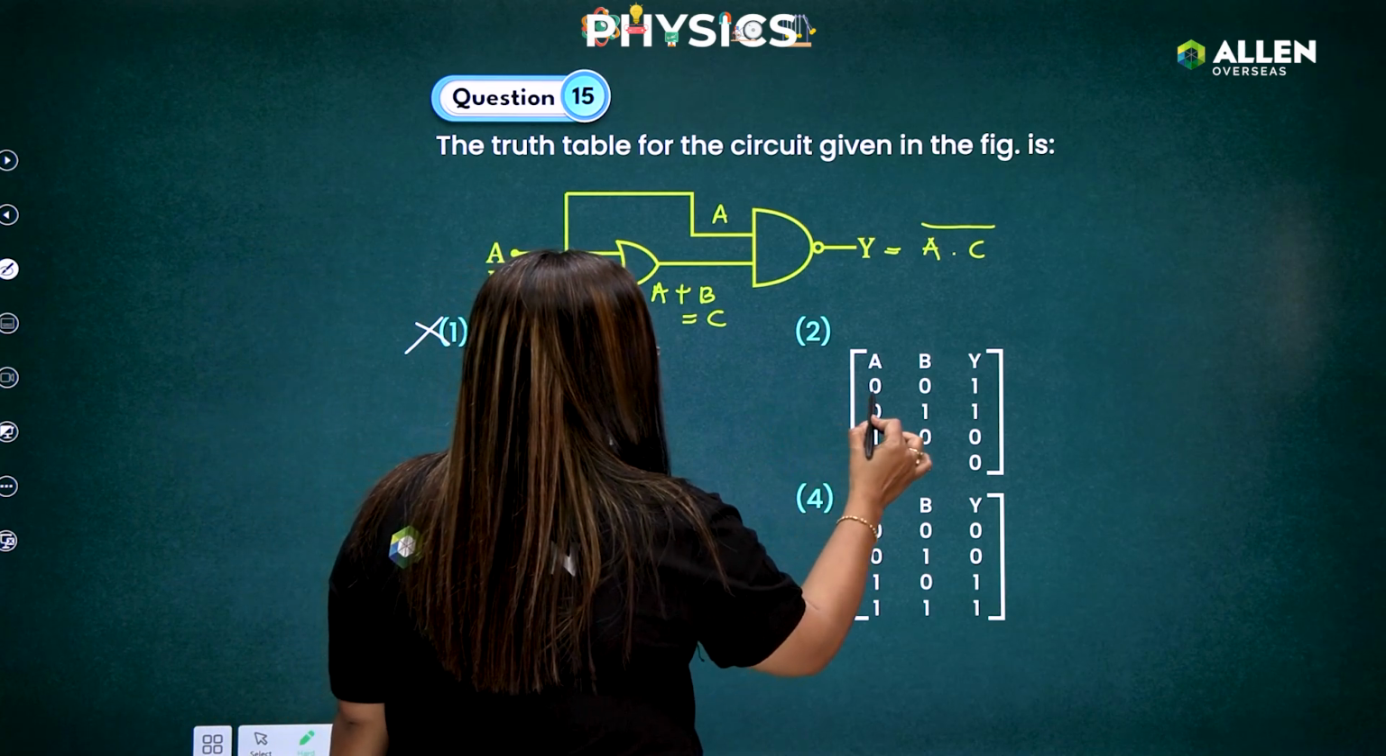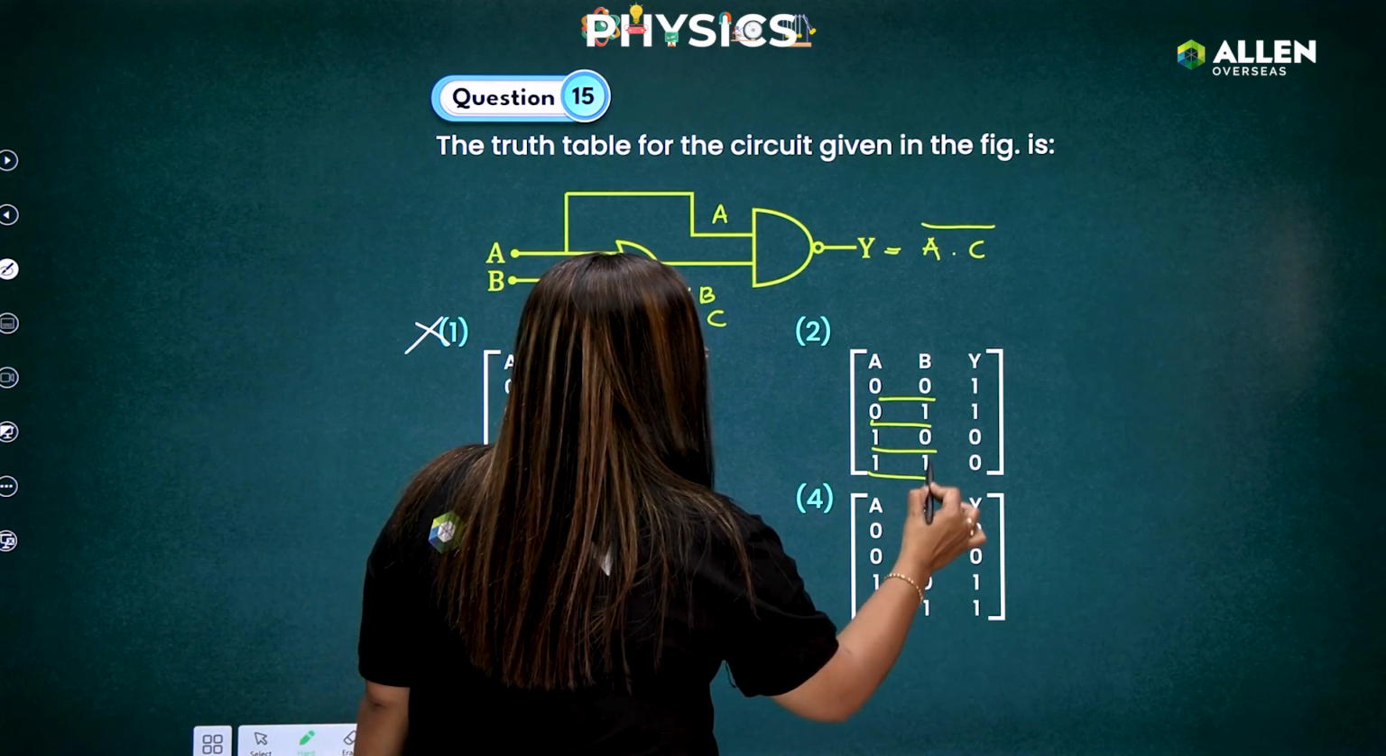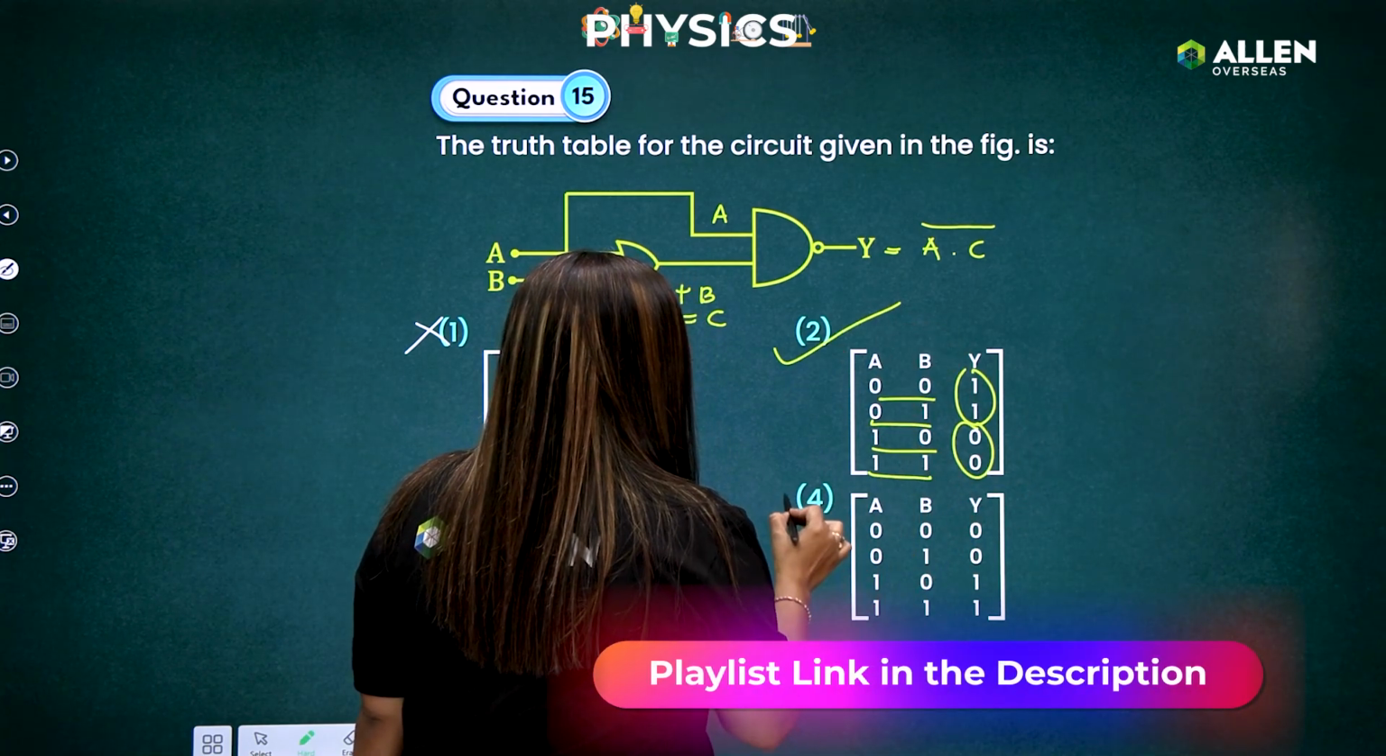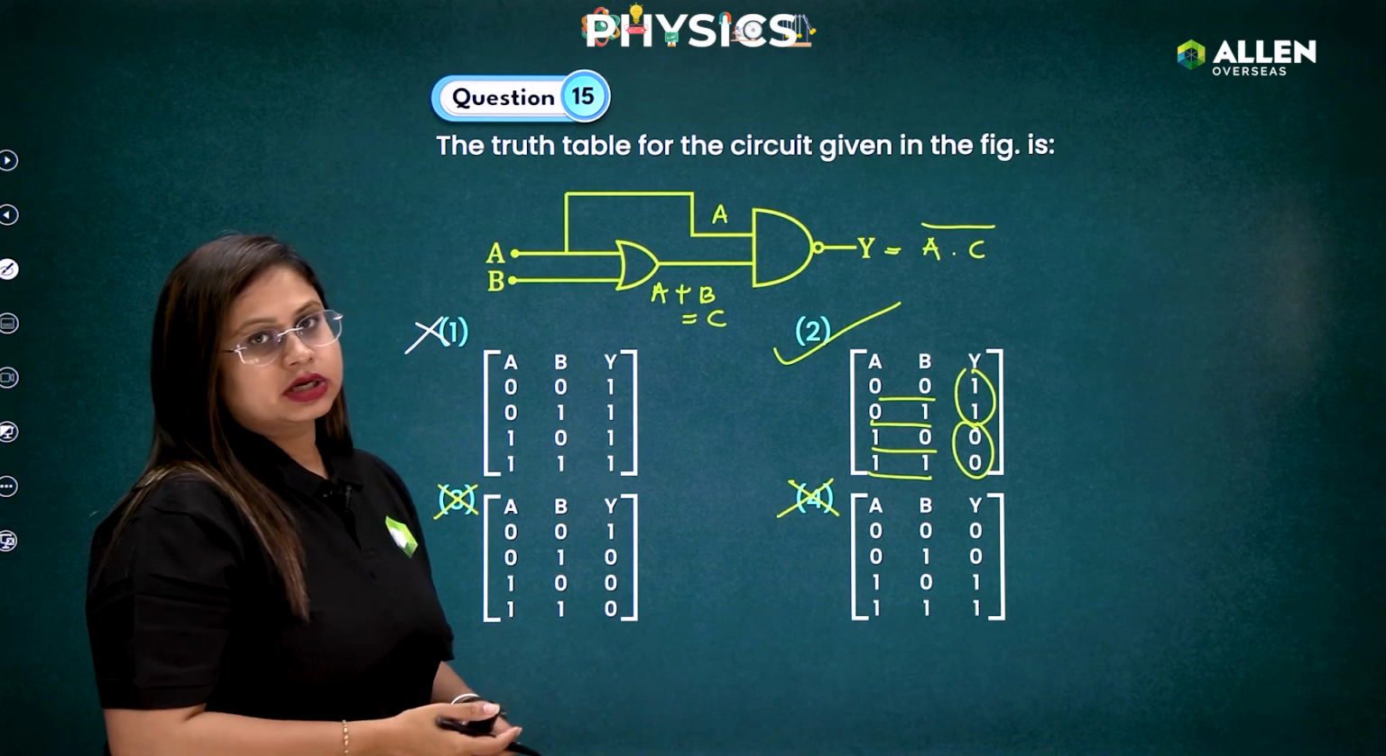So here is the correct answer: 0 0 0 1 1 0 1 1. We are getting the answer as 1 1 0 0. This is the correct answer to our question. So option number 2 is the correct answer.